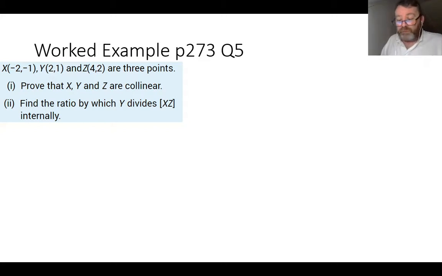X, which is (-2, -1), y, which is (2, 1), and z, which is (4, 2), are 3 points. Prove that x, y, z are collinear.